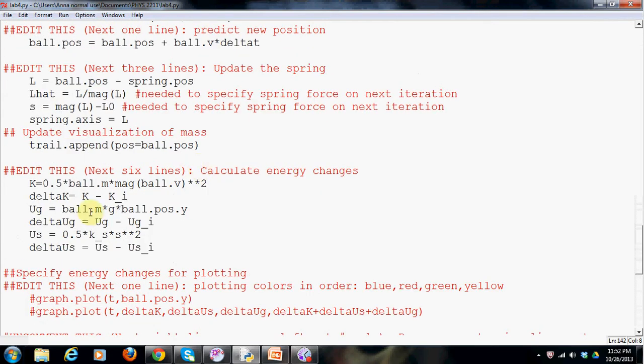Also in the while loop are the energy changes. And in order to obtain these energy changes, we just use the equations shown earlier in the video. And in order to find the changes, delta K, delta U sub g, and delta U sub s, we just subtracted the values we found minus the values found in the previous time step.